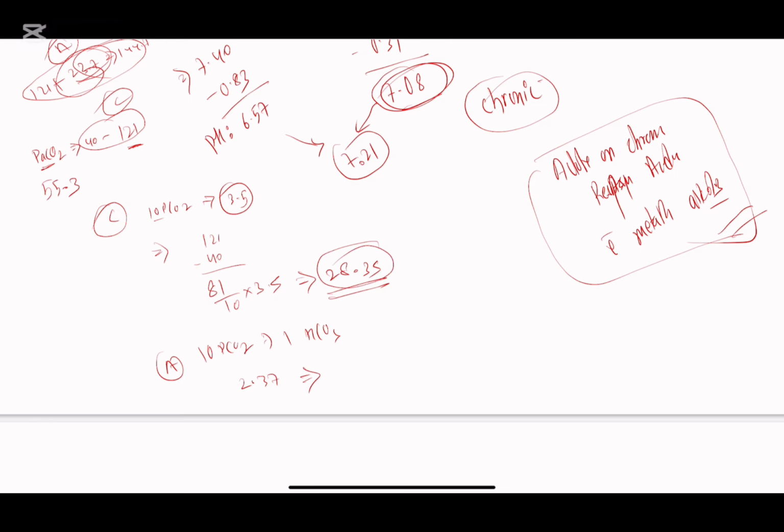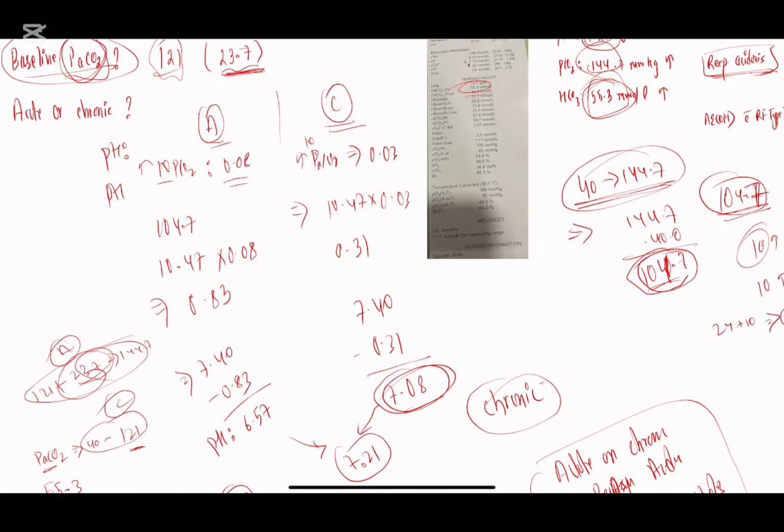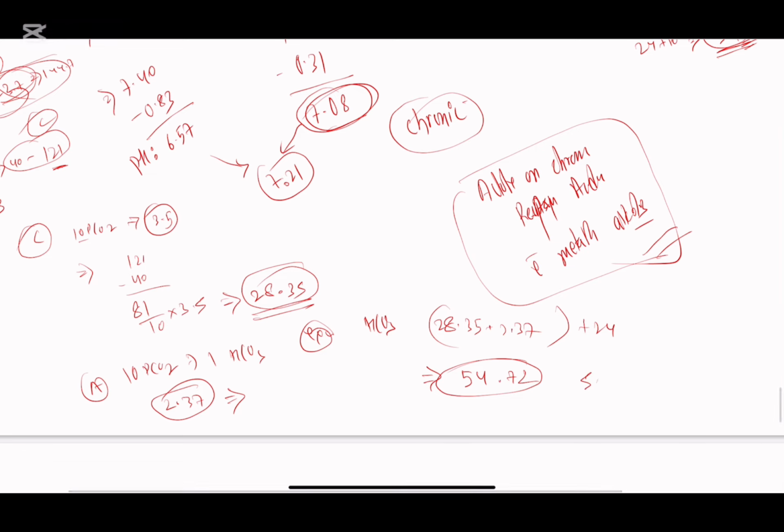And we have to add this to the baseline bicarb. Expected bicarb here is 28.35 plus 2.37 plus 24, and it's 54.72. And we have got the bicarb of 55, so there is no concurrent metabolic disorder.